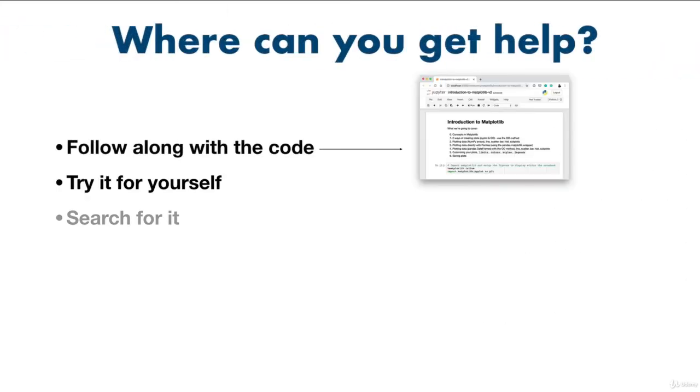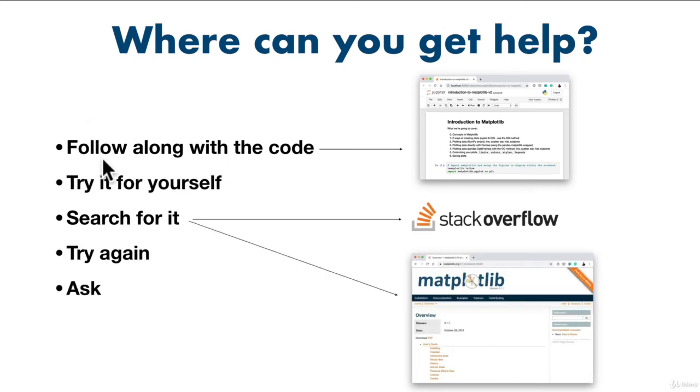Now, where can you get help? The first step is to always follow along with the code if you can. Remember our motto, if in doubt, run the code. So we'll be going again through another Jupyter notebook. It'll be available for you to go through at the end of the session or in the extra information section. Always try it for yourself. If in doubt, run the code, try another thing, keep going. If you're still stuck, search for it.